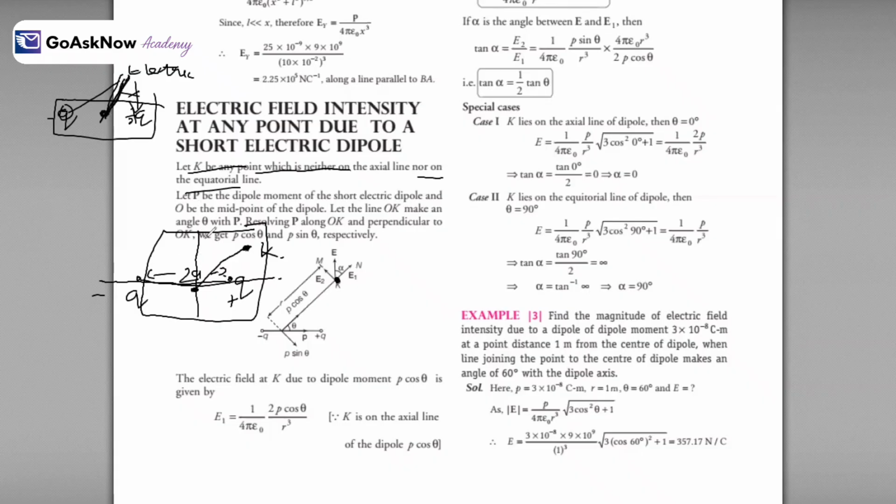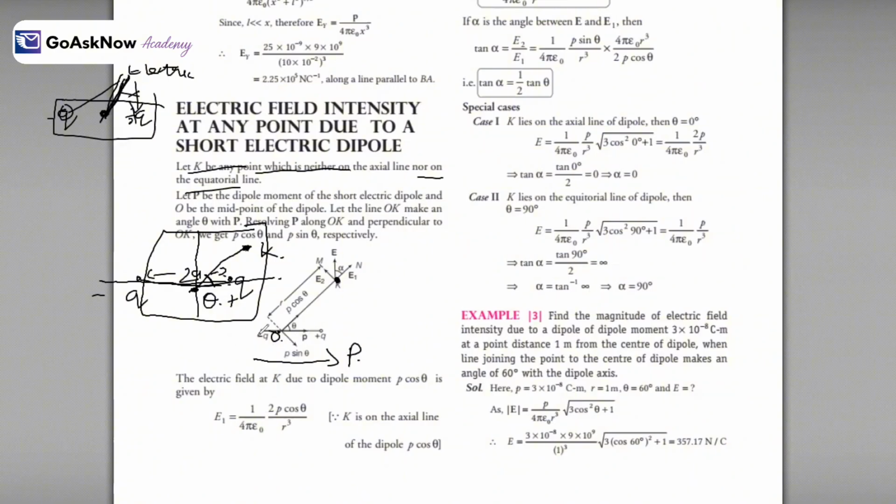Okay. So yeah, we will join this point with the center of this dipole, and let this line make the angle theta with the line joining to the K point. Okay. So let P be the dipole moment of the short electric dipole and O be the midpoint of the dipole. O is your midpoint here, and the dipole has the direction from minus Q to plus Q. We have covered that the direction of dipole is from minus charge to plus charge. So here dipole direction is like this, and it is P.